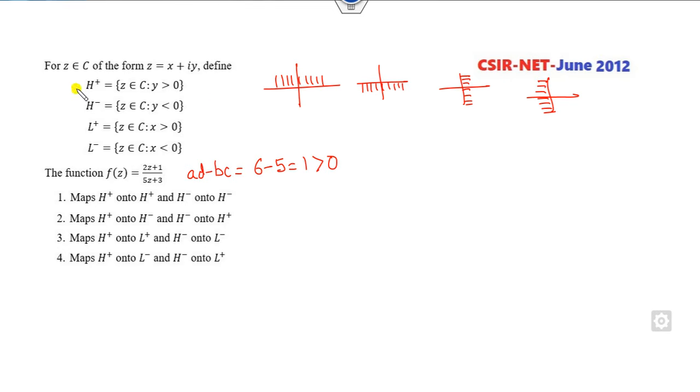So H positive will map on the H positive, H negative will map on this. H positive maps on the H negative, wrong. H positive, wrong. This is wrong. So the only right answer is my A.